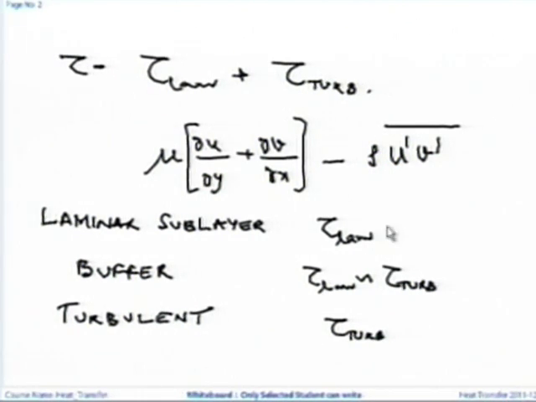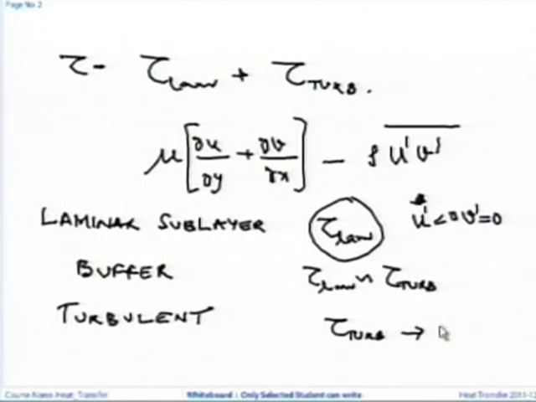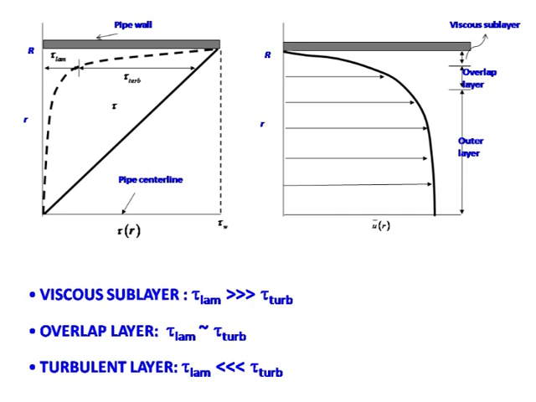Why? In the laminar sublayer, there are only the velocity gradients, because the fluctuating components u prime is 0 and v prime is 0. But in the turbulent layer, it is not that velocity gradients are 0, it is just that turbulent shear stress, that is minus rho u prime v prime, is much greater than the velocity gradient. That is all I am saying, it is much greater. That is essentially what I am writing in my next transparency.